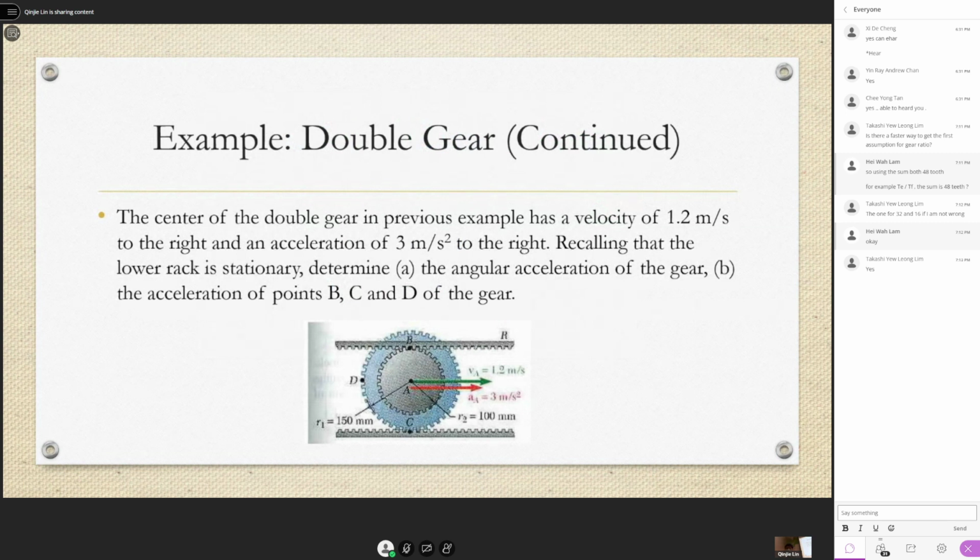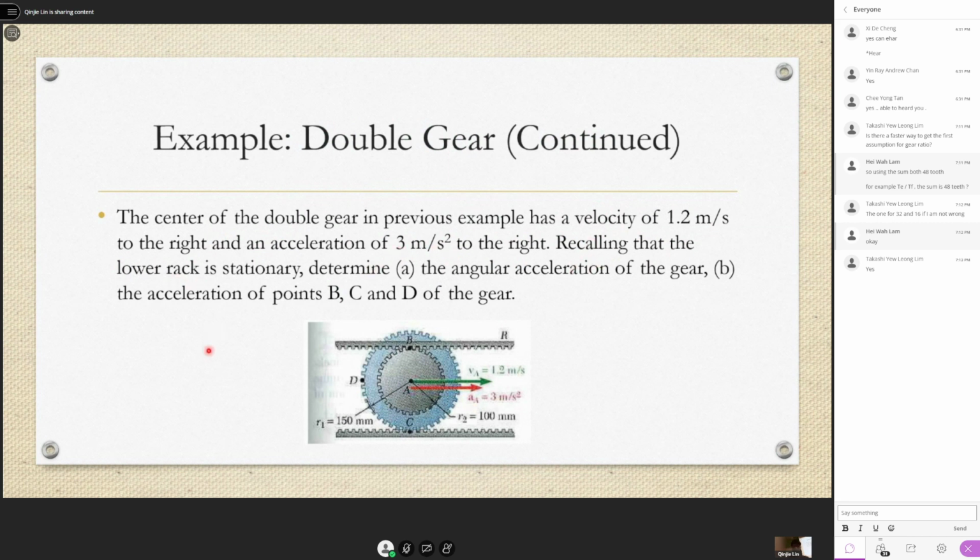Okay, then we continue. Just now we used velocity only. We haven't even touched the complicated acceleration formula. So we continue from the same example. The center of the double gear in the previous example has a velocity of 1.2 meters per second to the right, which is the same. But now they tell you it has an acceleration of 3 meters per second square to the right. So it's not just moving to the right. It's now actually moving faster and faster. Okay, there's an acceleration to it.